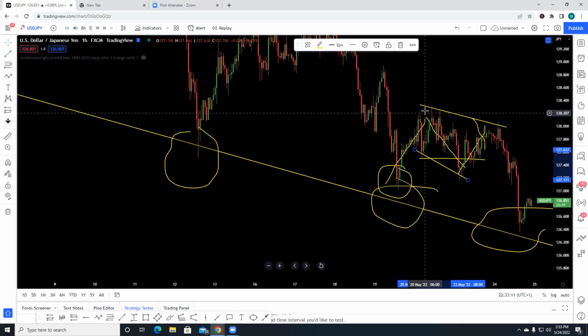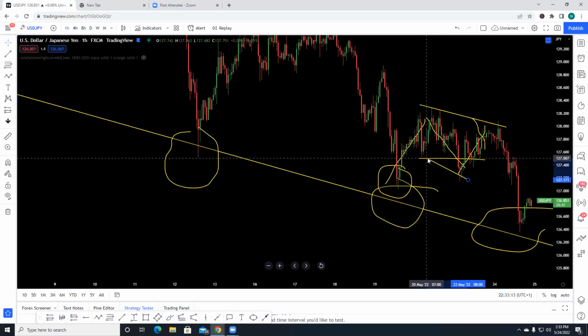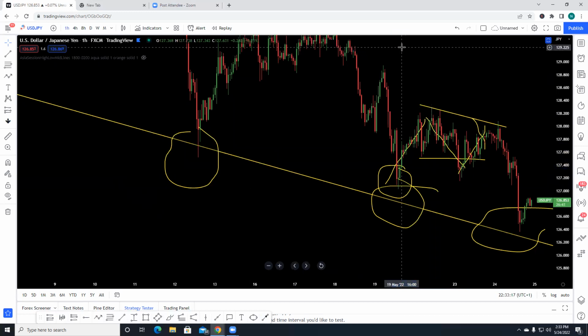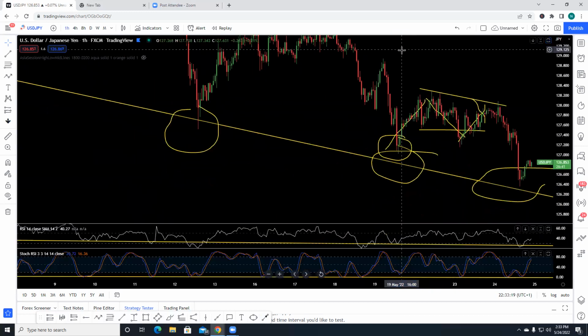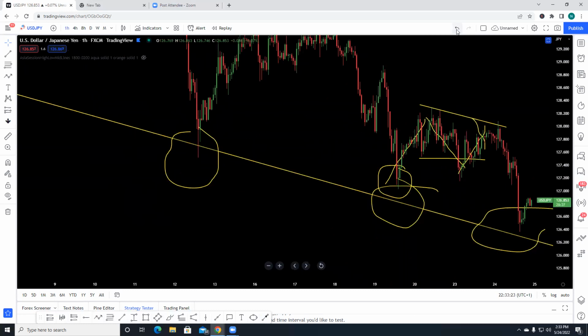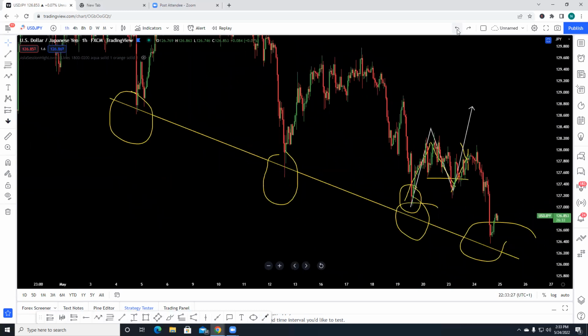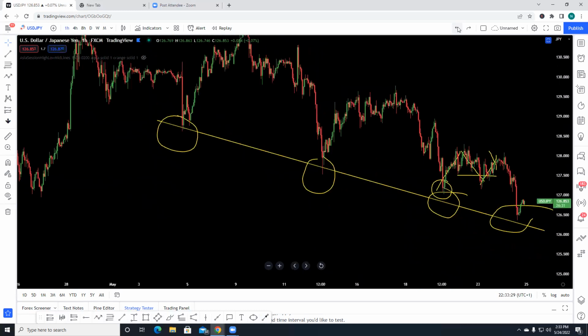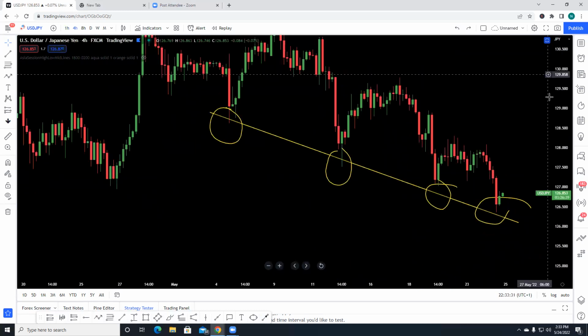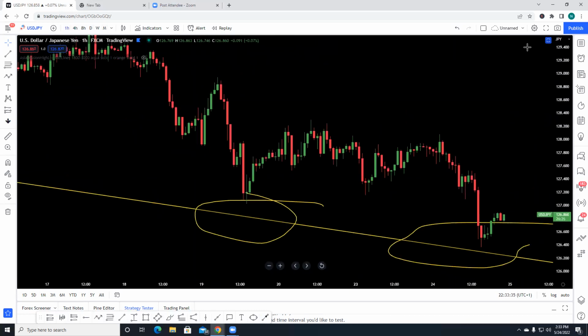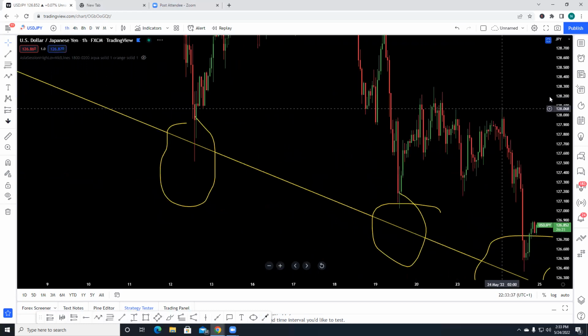Okay, I've moved to the other side, contracting flat here. Let me clean some of these so that you can see it clearly. All right, let's go to 1 hour. You see the contracting flat right now.